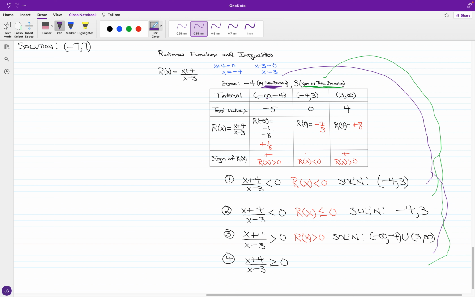In terms of what we're going to have for the final phase, -4 is in the domain. Any 0 that is in the domain is going to create the equal to 0 part. So -4 is going to be in the bracket. 3, however, is a 0 that is not in the domain, and so that cannot create the equal to 0 part because it instead creates an undefined value. So 3, because it is not in the domain, is going to be in the parenthesis.